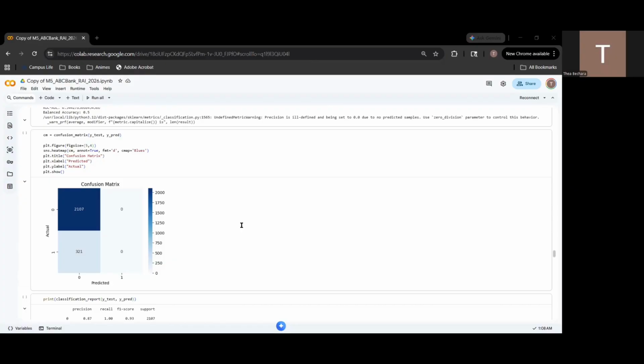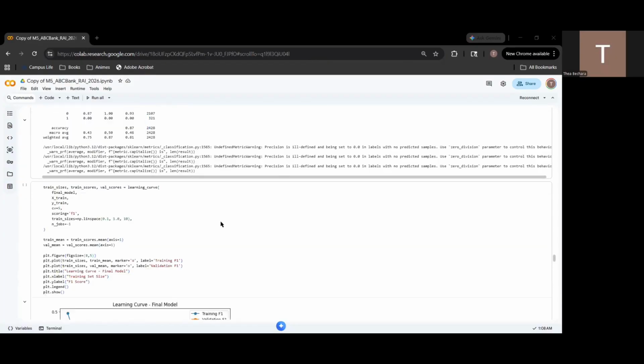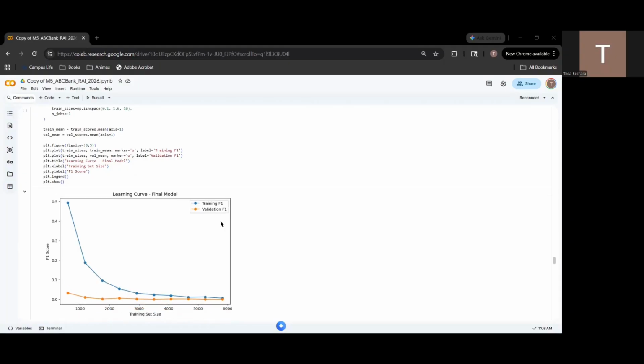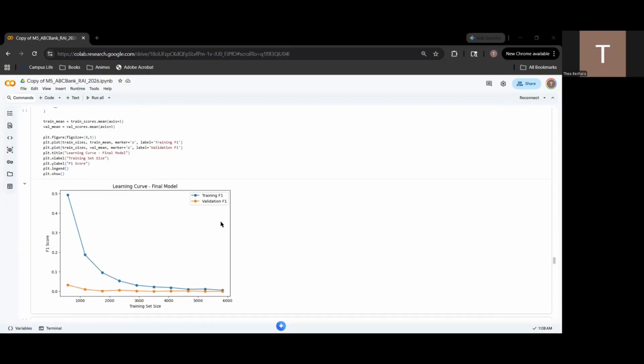We generated a learning curve for our final model, and the learning curve compares training performance and validation performance as the training dataset increases. When the curves converge, it suggests that the model generalizes well to unseen data. In this case, the curves gradually converge as more training data is used, indicating that the model is not severely overfitting.